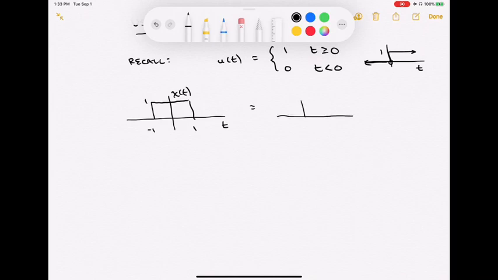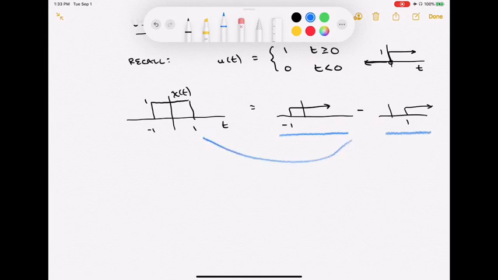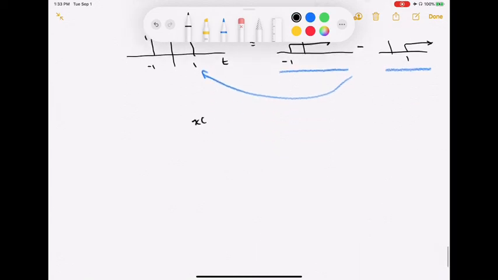I could take a unit step that had been shifted to the left, -1, and subtract from that a unit step that had been shifted to the right, 1 unit. If I take a left shifted unit step and subtract from it a right shifted unit step, I end up getting that pulse again. I could write that out mathematically: x of t is equal to u of t plus 1 minus u of t minus 1.